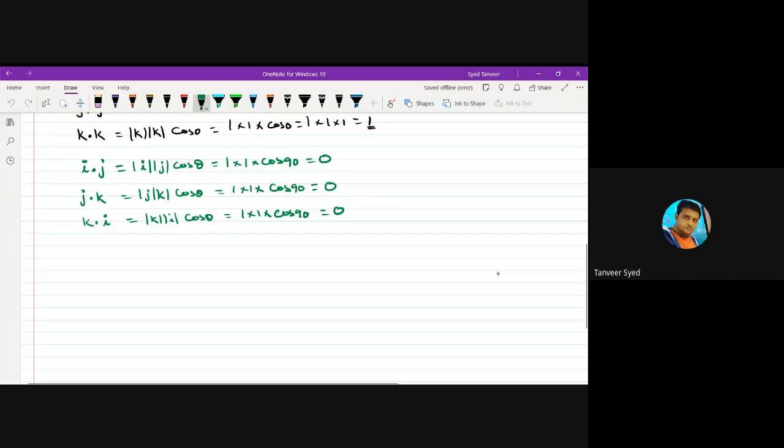So i dot j, j dot k, and k dot i all are 0. Okay. So from this, the point to be noted, understood, and remembered is i dot i is equal to j dot j is equal to k dot k, which is equal to 1. i dot j is equal to j dot k, which is equal to k dot i, which is equal to 0. This is scalar multiplication, or scalar product, of unit vectors.